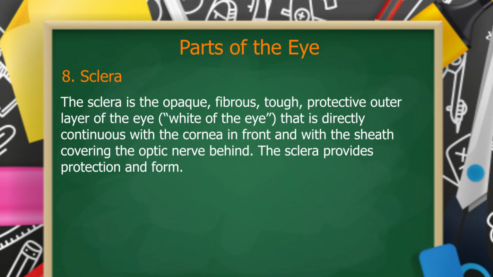Sclera. The sclera is the opaque, fibrous, tough, protective outer layer of the eye, which is the white of the eye. It is directly continuous with the cornea in front and with the sheath covering the optic nerve behind. The sclera provides protection and form.